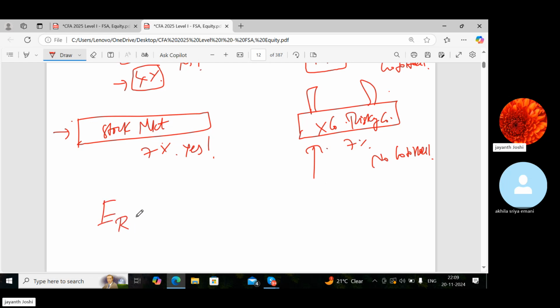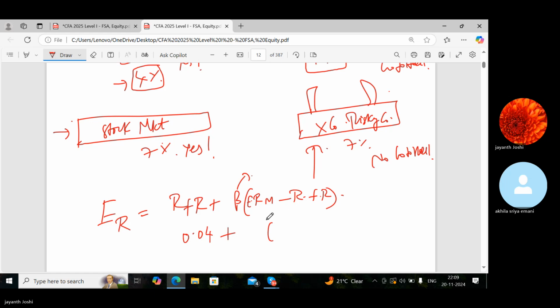Expected return from a portfolio equals risk-free rate plus beta into market returns, or expected return from market minus risk-free rate. So we'll put all the things here. Risk-free rate in our context was the bank's returns, the bank which was giving us 4%. Only thing is you don't know what is beta. I'll explain to you. Expected return from market is 0.07. Risk-free rate is 0.04. Only the thing is beta.